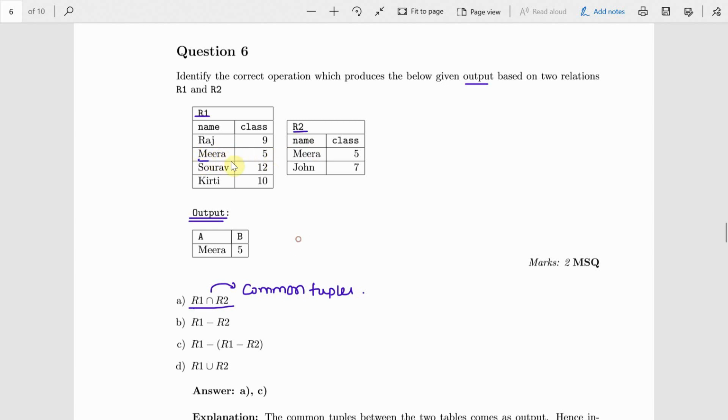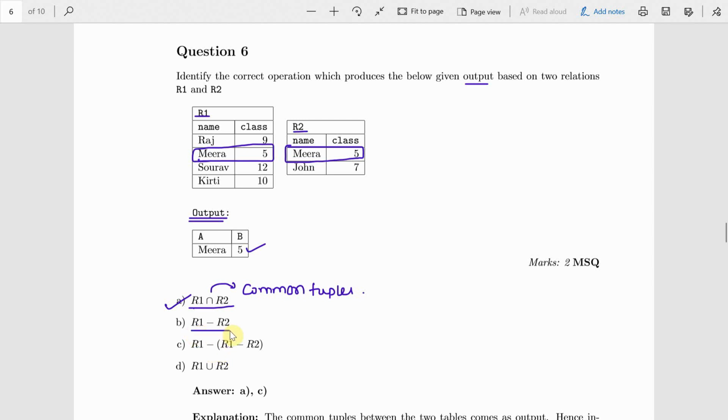Mira phi is there in R1. Mira phi is also there in R2. So Mira phi is in the output. This is a common tuple. So that answer is option A, R1 intersection R2.